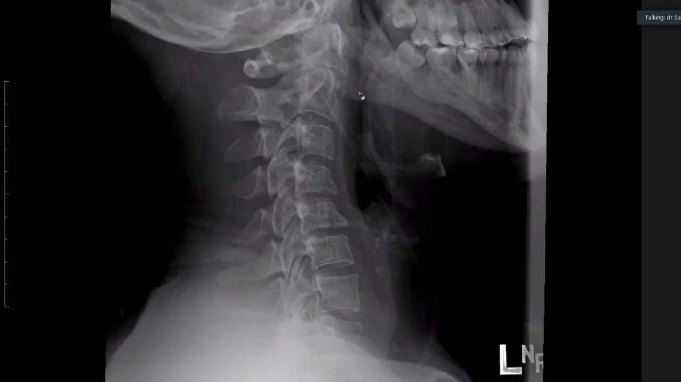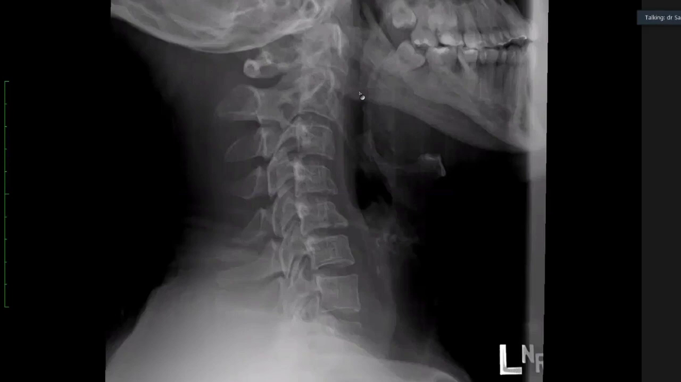I'm looking at the bones. I can't see any cortical break. The cervical lines are fairly parallel, and a slight increased soft tissue thickening is seen, sir, in the precervical region.